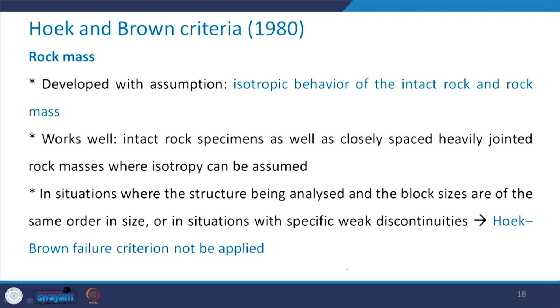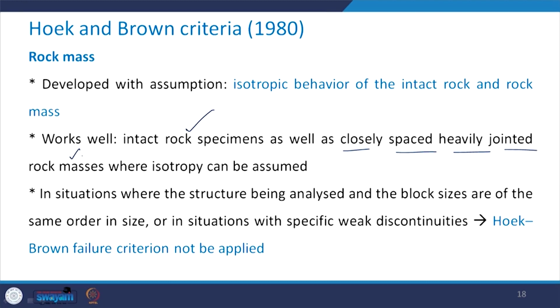In case of the Hoek and Brown criterion, the assumption with its development was that the intact rock and the rock mass are going to behave in an isotropic manner. So, this criterion has been found to work well in case of the intact rock specimen and the closely spaced heavily jointed rock masses where you can assume the isotropy.